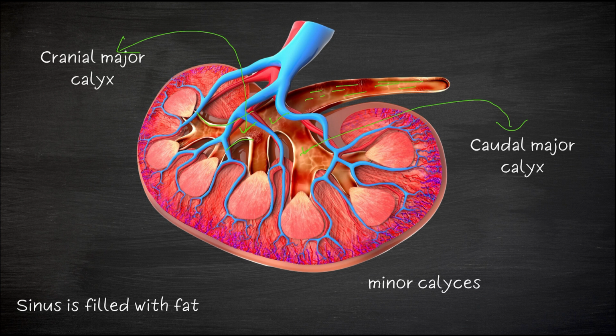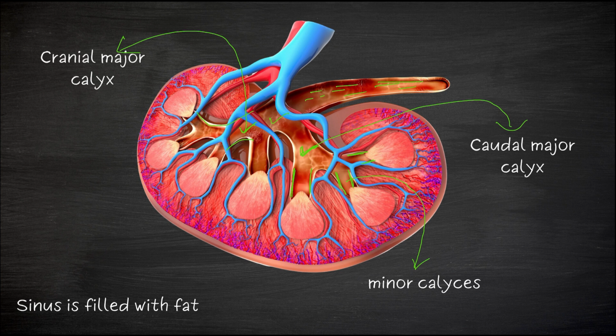Again, suppose this is the caudal major calyx. You can see these are the minor calyces. Each major calyx divides into several minor calyces. So this one is a minor calyx.